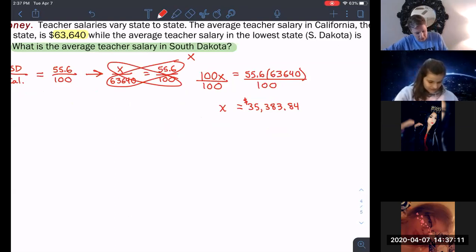It's always a good idea to look back at what the question's asking you when you finish the problem. Make sure your answer makes sense. Because the percentage was about half, about 50%, we expect our answer to be about half of what the California salary was. And it is about that. We can definitely tell that it's less, so we're moving in the right direction. Always, when you finish the problem, read the question again and make sure you give a sentence that answers the question.